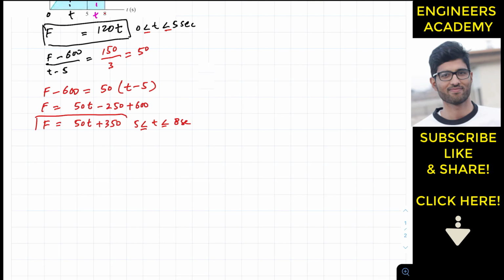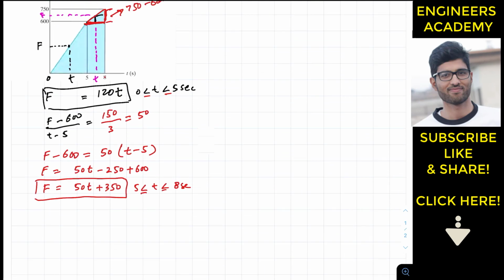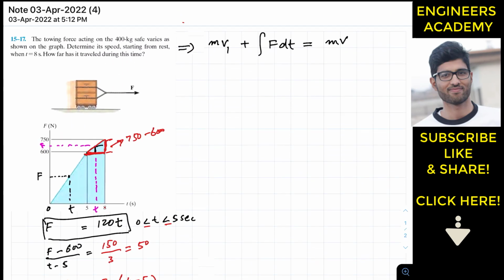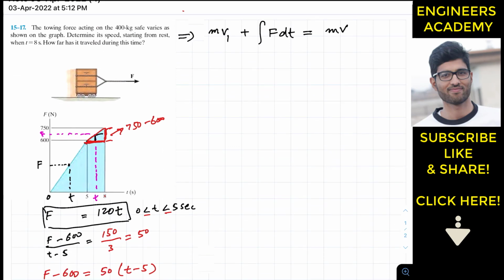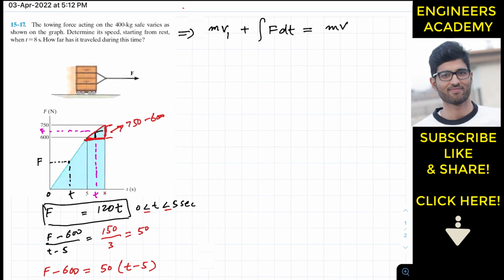So now we have the force equations for both the intervals. Now we can apply this principle of linear momentum. So now for t greater than 0 and less than 5 seconds, v1 is 0, the initial velocity is 0 when t is equal to 0. So when v1 is equal to 0, this will become 0. So we are left with this equation, the integral of f dt.